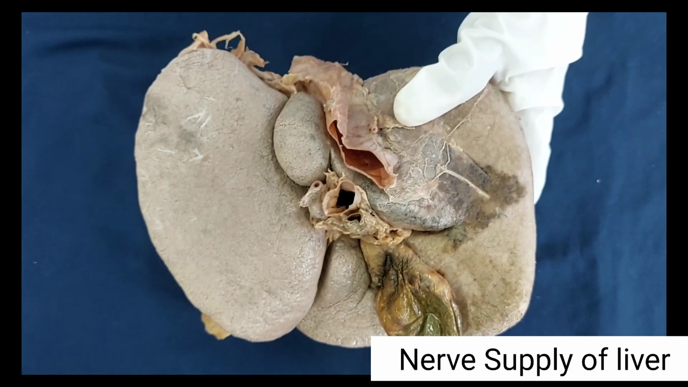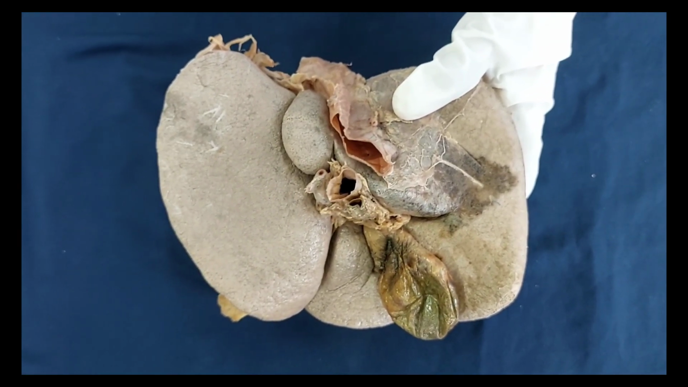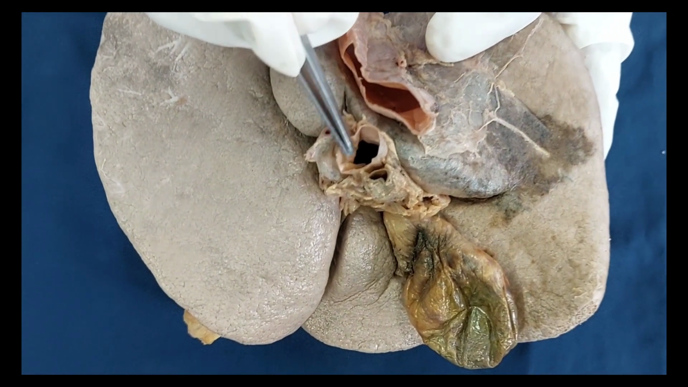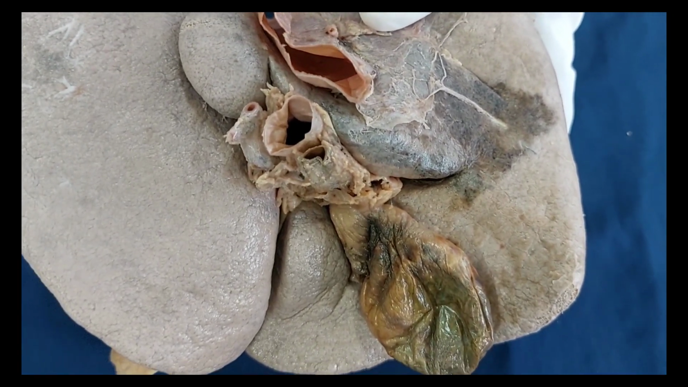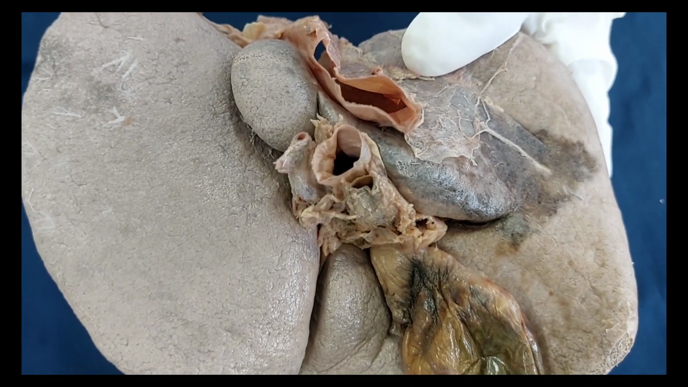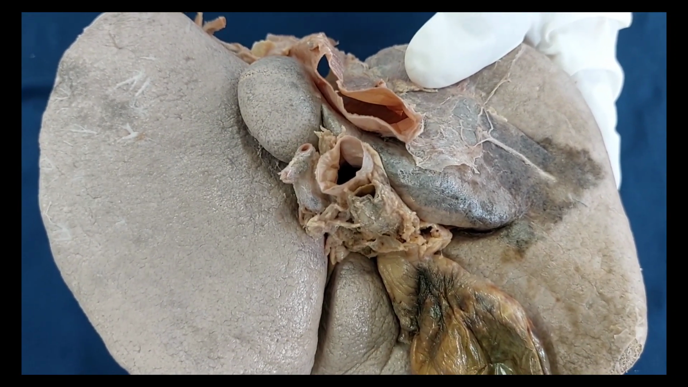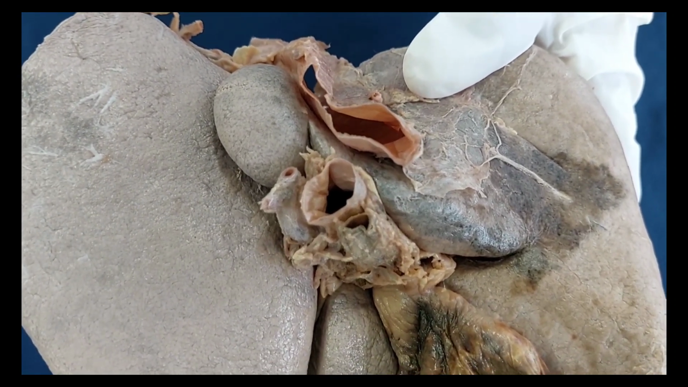Nerve supply of liver. Liver receives its nerve supply via hepatic plexus of nerves, which enter through the porta hepatis. It contains sympathetic and parasympathetic fibers. The sympathetic fibers are derived from the celiac plexus. Parasympathetic fibers are derived from anterior vagal trunk. They reach the porta hepatis via lesser omentum.